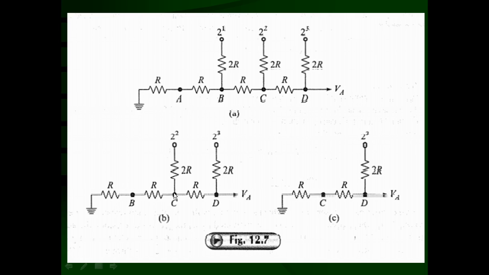So with respect to the nodal point C, these resistances are R plus R, that is going to be 2R, and this side also it is going to be 2R toward the 2 raised to 2 input, and this terminal is grounded. Again, these two resistors are in parallel. So the equivalent resistance looking back from nodal point C is going to be R, which is shown in figure 12.7c. So from the point C to the ground toward the terminating terminal, the equivalent resistance is going to be R plus this resistance R, and this side again it is going to be 2R. This is the way the circuit is going to be continued.